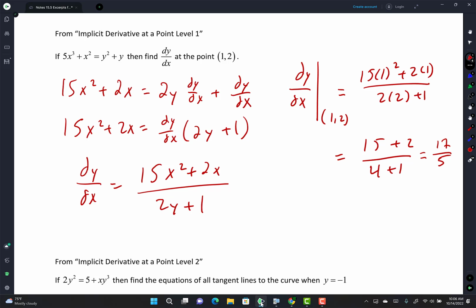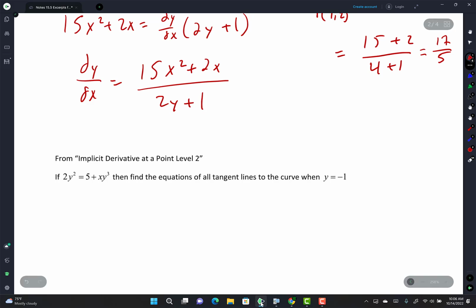Okay, so let's see if level 2 really is harder. Let's see what it says. If 2y squared equals 5 plus xy cubed, then find the equation of all tangent lines to the curve when y equals -1. Okay. Every time you want a tangent line, you need two things. What and what? A point and a slope. They don't give me the point yet, so I need to find the point. They just give me y. If I have one, I can find the other.